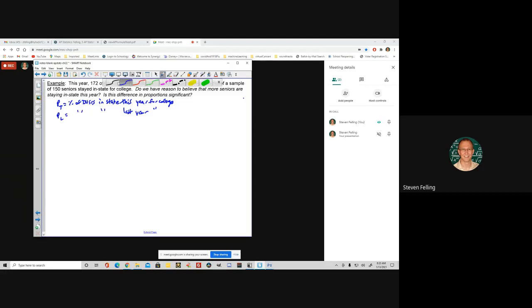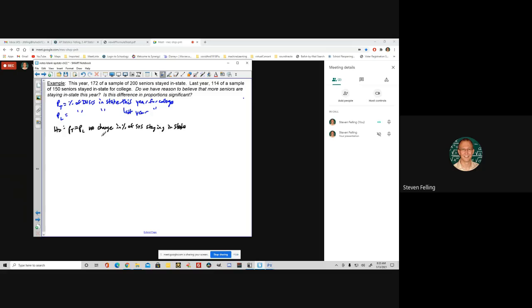So let's write the hypotheses out. I'll do that in black. The null hypothesis will be in symbols. It'll be that PT, this year's proportion of seniors staying in state, is equal to last year's. Okay, or in words, there has been no change in the percentage of seniors staying in state.